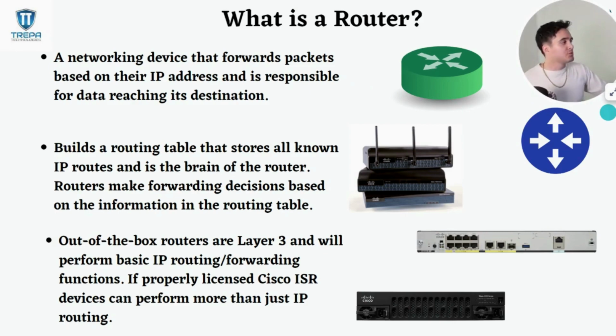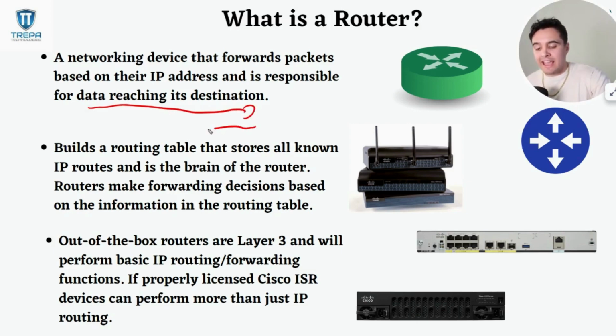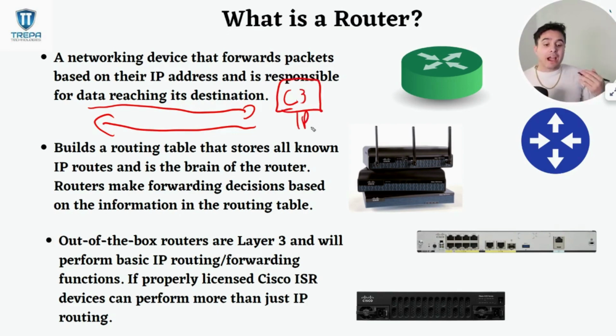Okay, now let's move on to what a router is. This is a networking device that's going to forward packets based off their internet protocol address. A router is that one device that is responsible for data reaching its destination and coming back, right? A router forwards based off layer 3 information out of the box, IP addressing. A router does this by building what we call a routing table. That's also kind of like a long spreadsheet of where you need to send IP addresses.